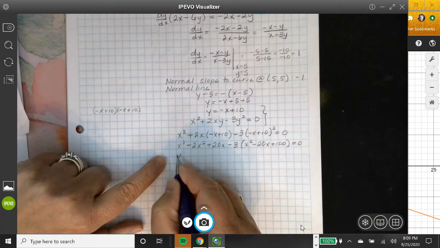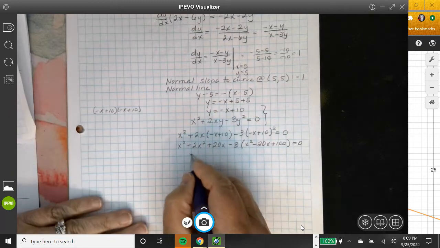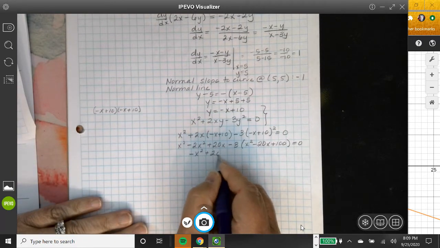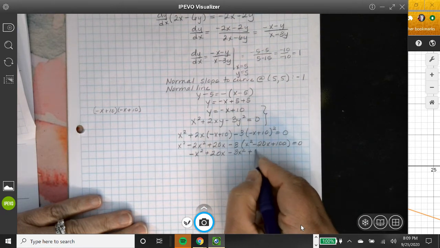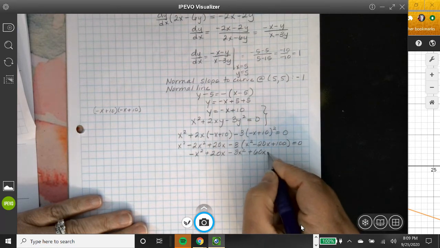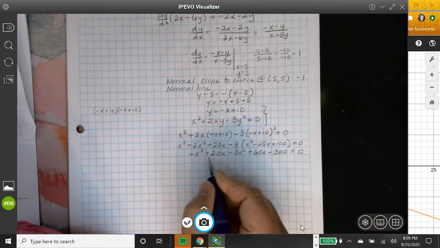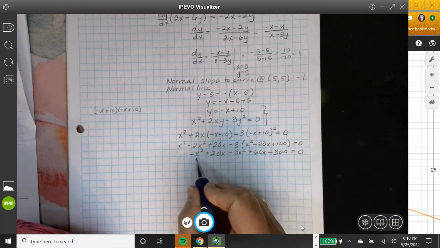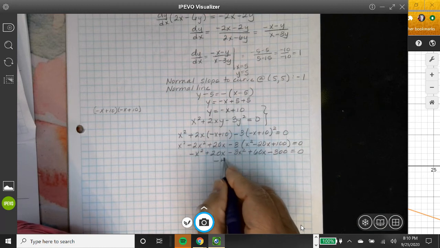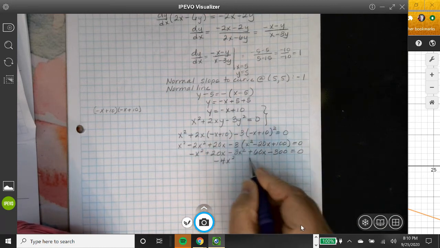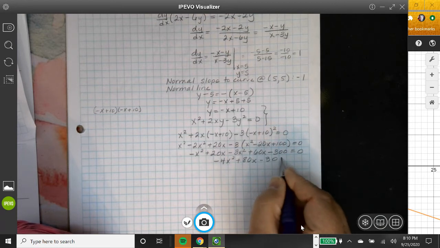So I get negative x squared, right? Because x squared minus 2x squared is negative x squared plus 20x minus 3x squared, if I distribute the 3, plus 60x minus 300 equals 0. Simplifying, adding like terms, I get negative x squared minus 3x squared is negative 4x squared. And 20x plus 60x is 80x. And this is minus 300 equals 0.